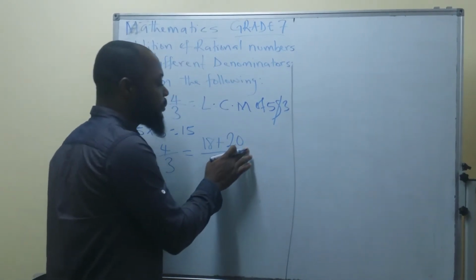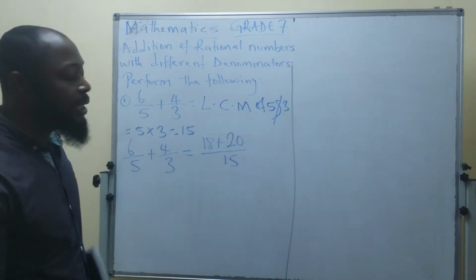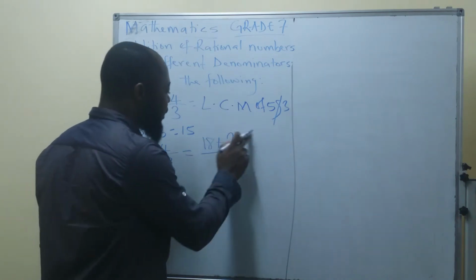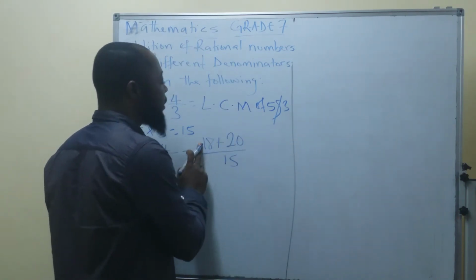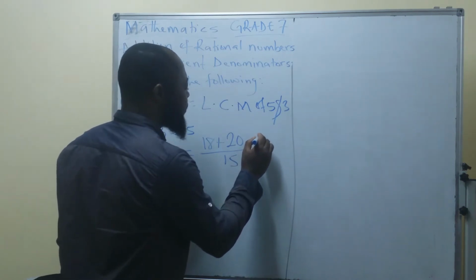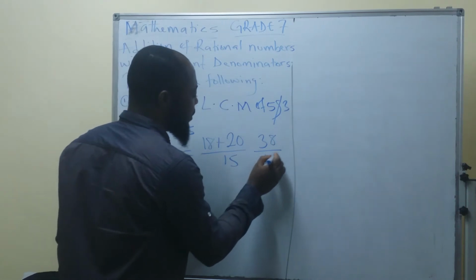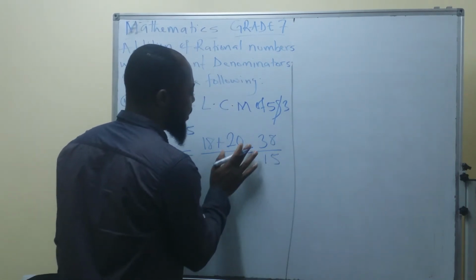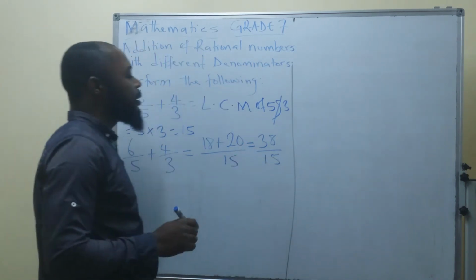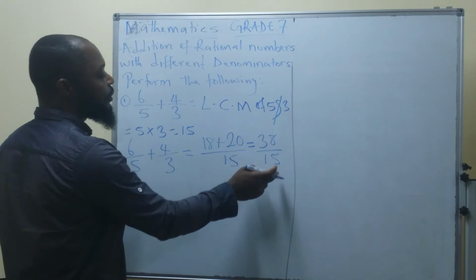So here now we have 18 plus 20 over 15. Now you add these together, which is 18 plus 20, you have 38 over 15. Don't forget, I forgot to put the equal sign. Okay, I can do the equal sign. Okay, so here now we have 38 over 15.